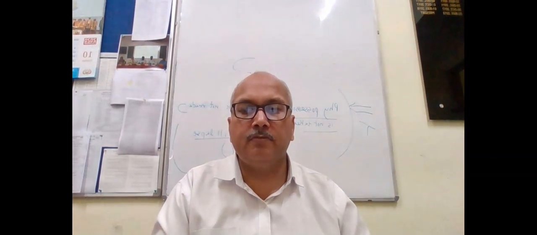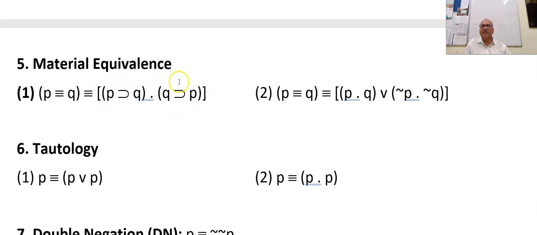Now let us see material equivalence. This is basically the simple definition of biconditional. P and Q are biconditional under what situation? When P implies Q and also Q implies P. Similarly, in the second version you can see P is logically equivalent to Q under what situation? Either P and Q both are true, or neither P nor Q is true, right? So this is the second version. The first version says that P implies Q and also Q implies P. The second version says that either both are true or both are false.